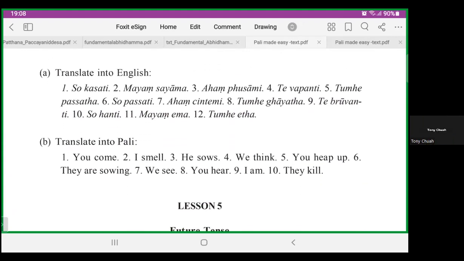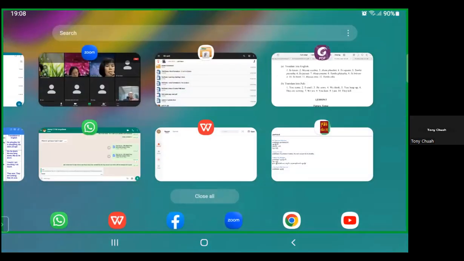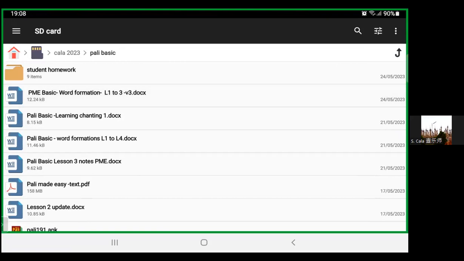Okay, translate into Pali: you come. Who's speaking, please? I'm quite confused here. Like translation A, kasati. Kasati itself is already a third person singular because of the ti behind. Then we add so, which is also singular. There'll be a double stressing of so already, right? The ti itself actually already makes the meaning clearer.